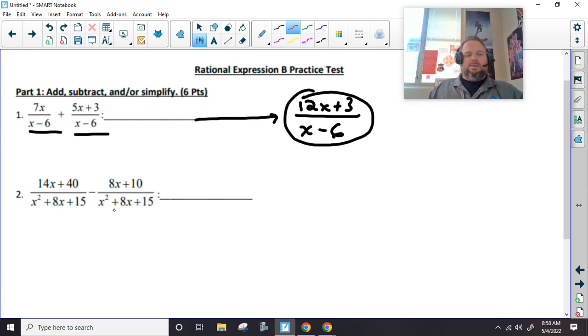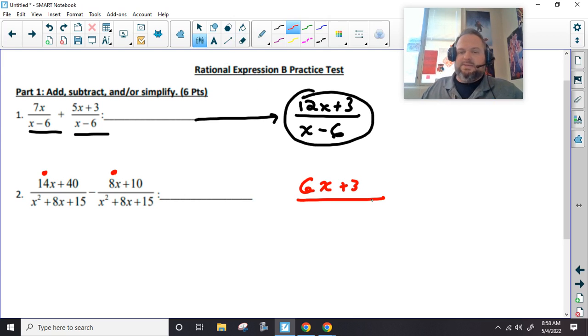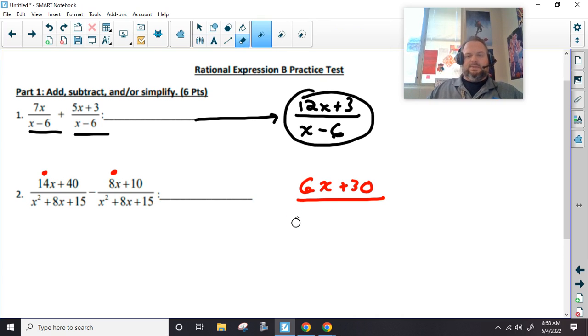All right. For this one, we're subtracting, so we have to say 14 minus 8. Well, that gives us 6x. 40 minus 10 is 30. Now, we can't get so lucky that both of these would not simplify. So I'm going to factor the bottom right quick. Well, no, let's not do that. Let's wait. We're going to factor everything at once. Just get it all done.